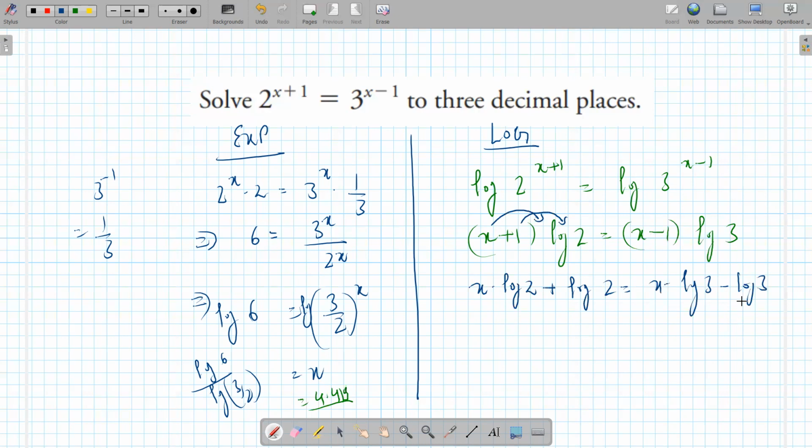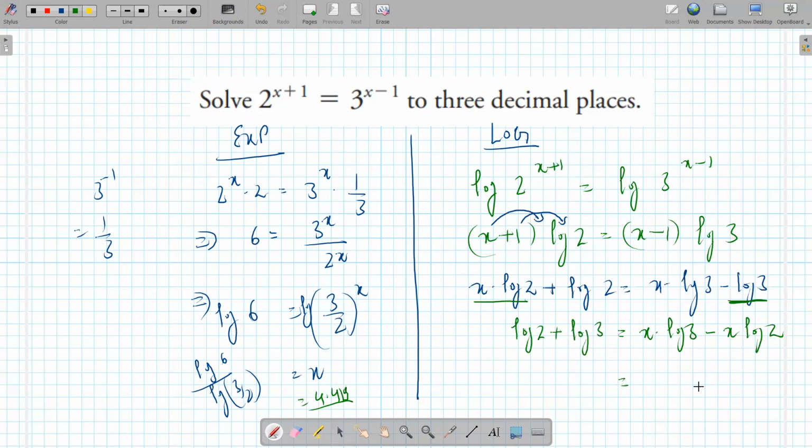Same idea as before, group up the like terms. That means bring the like terms to the same side of the equation. I'm going to move this to the other side. It becomes x times log 3 minus x times log 2. And I'm going to bring this to the other side by adding log 3 on both sides. So it becomes log 2 plus log 3.